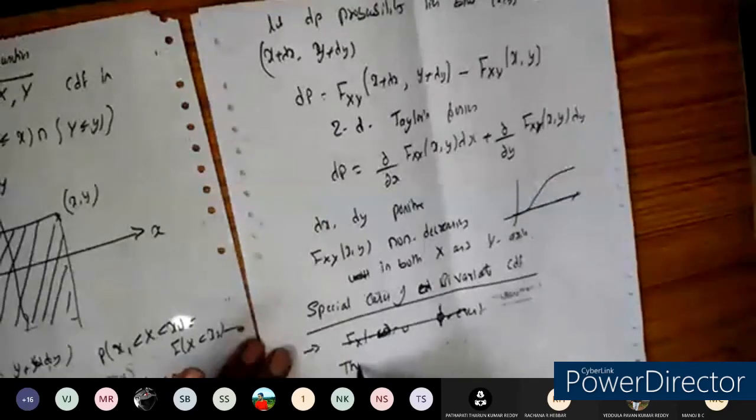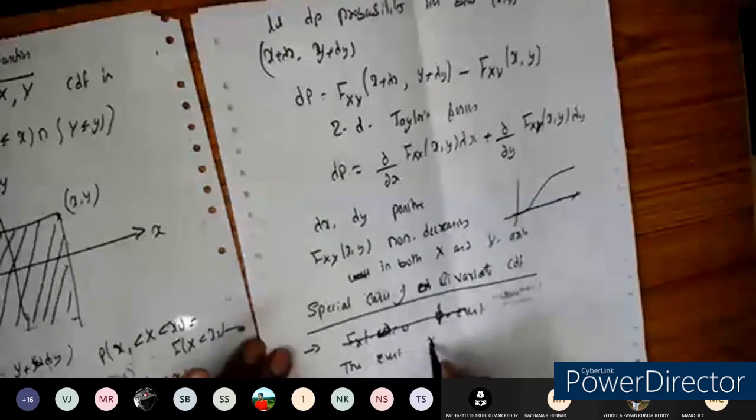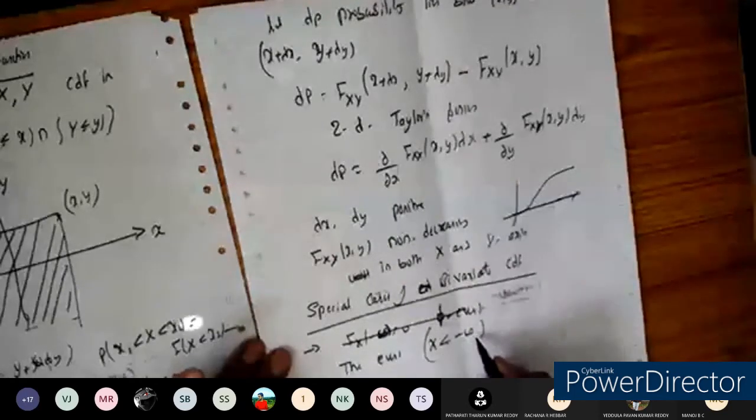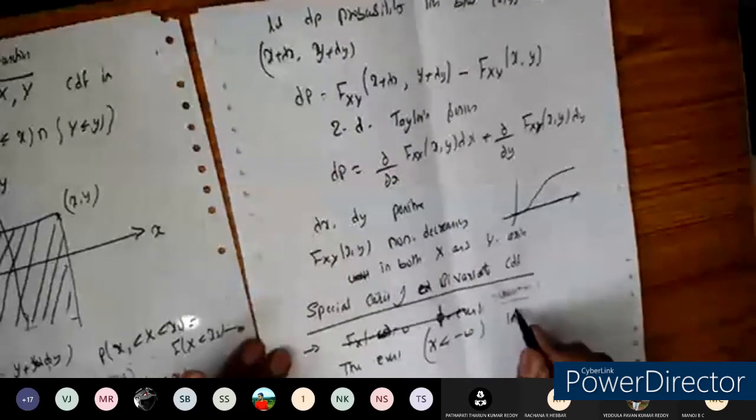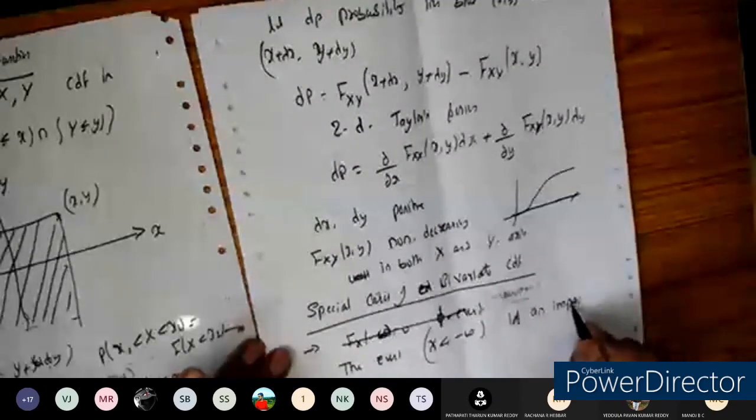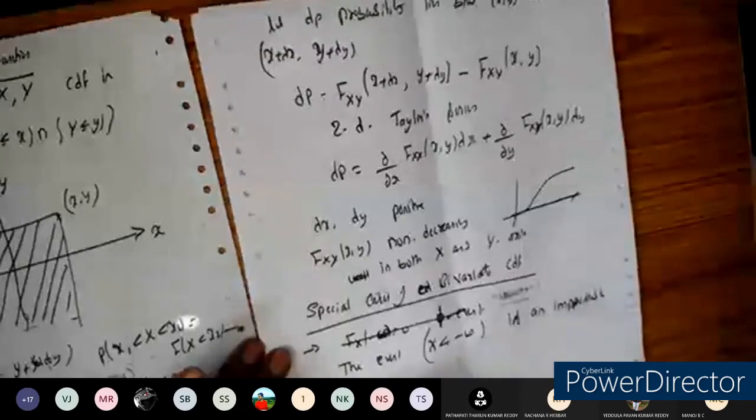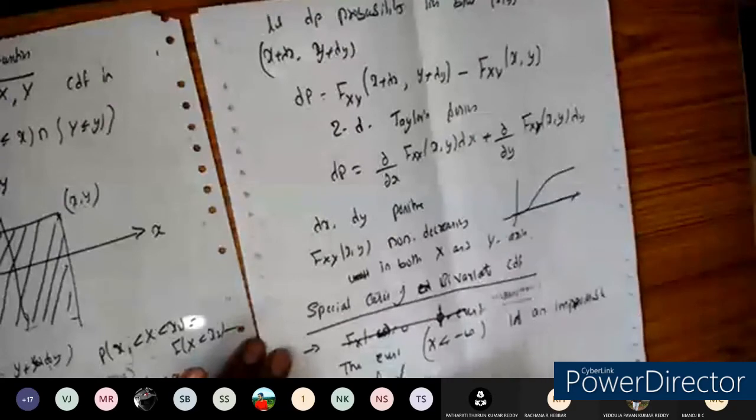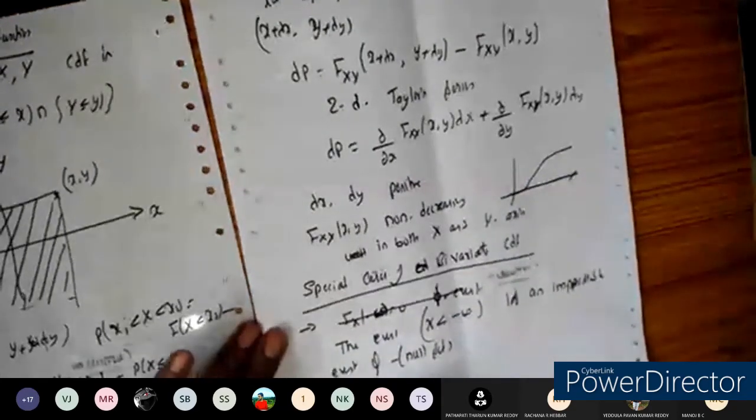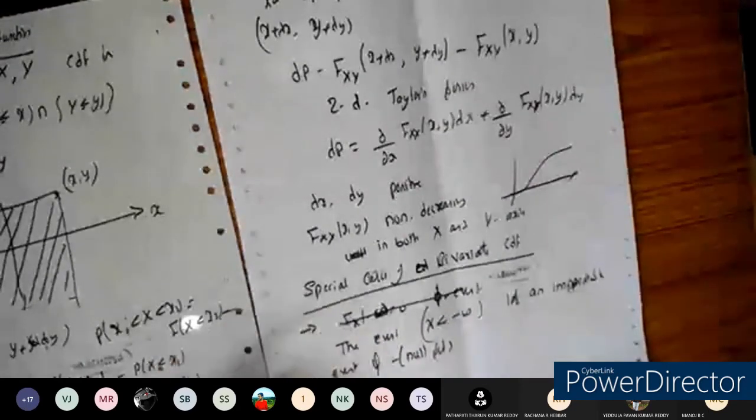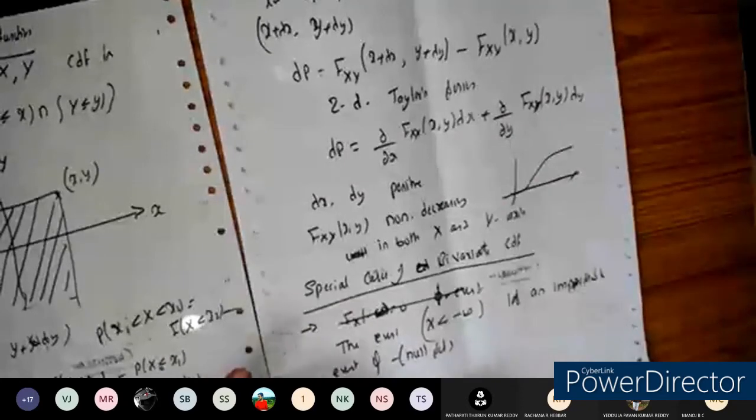The event at x is less than minus infinity. For the value of x less than minus infinity, it is an impossible event because no event is possible in that case. So it is called an impossible event, defined as a null set. At x less than minus infinity, nothing is possible, no event is possible here. So we can define it mathematically like this.